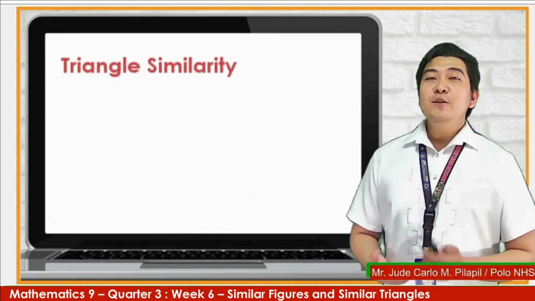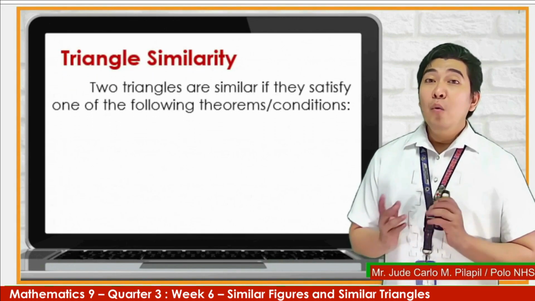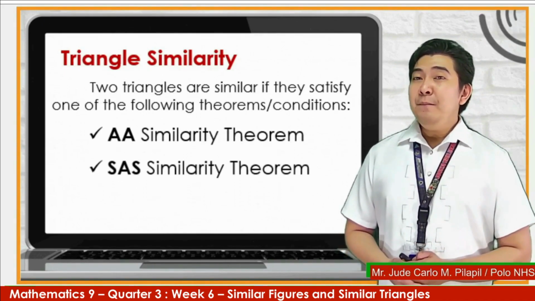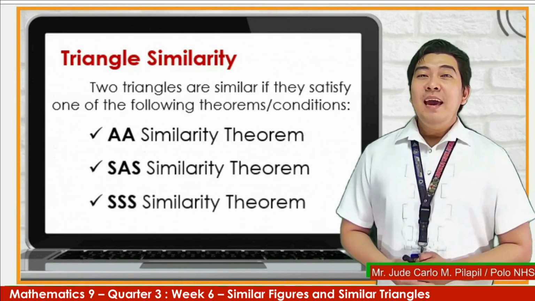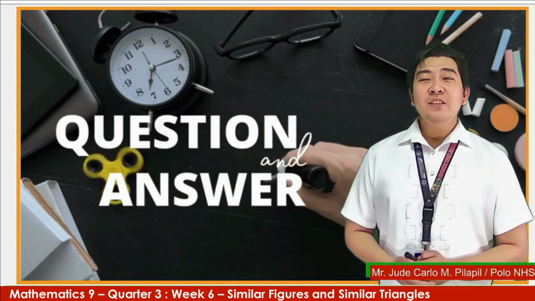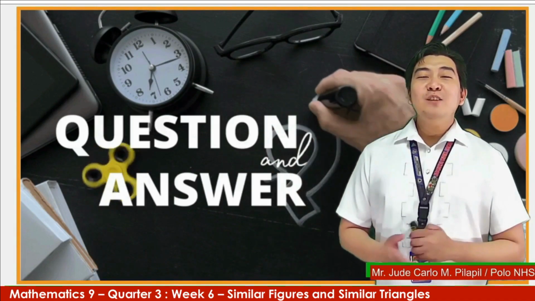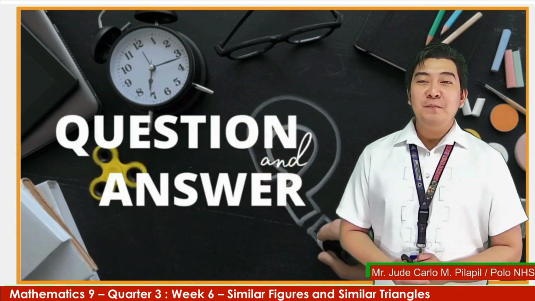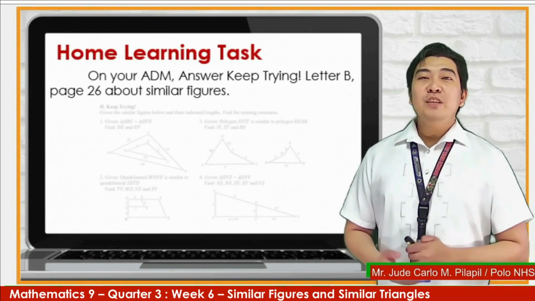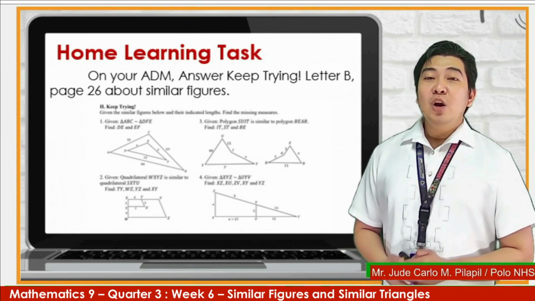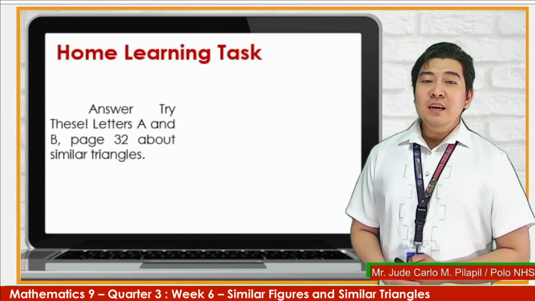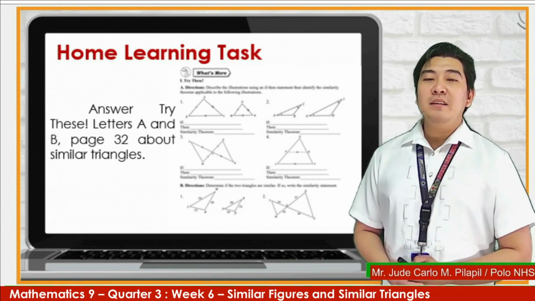Then, the last one. Two triangles are similar if they satisfy one of the following theorems or conditions. The first one, AA Similarity Theorem, SAS Similarity Theorem, SSS Similarity Theorem. If you have more questions and clarifications that need to be answered, you may ask your respective math teachers during your math time. For your home learning task, on your ADM, answer Keep Trying letter B, page 26, which deals with similar figures. And try these, letters A and B, on page 32 about similar triangles.